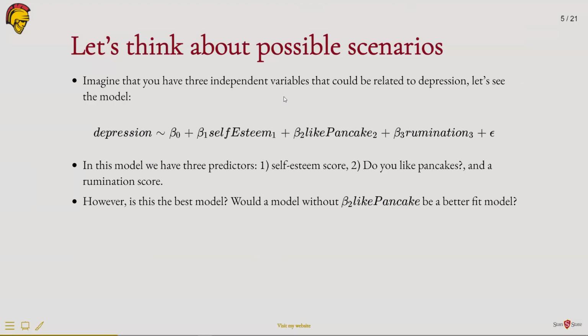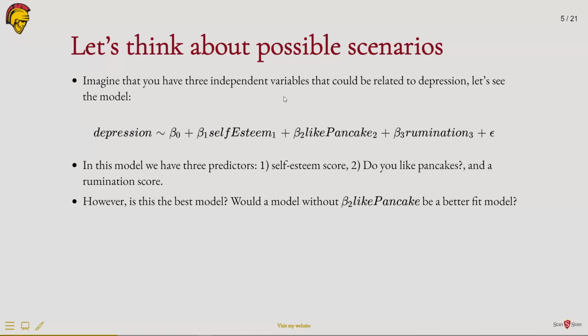So in this example, I have a linear model. That's a regression model, the same model that we have been studying so far. We have an intercept, we have a slope that is going to be the rate of change for self-esteem. Another slope, beta sub 2, which is going to be the rate of change for the relationship between I like pancakes and depression. And another predictor, and that predictor combination will have a slope, which is going to be the rate of change.